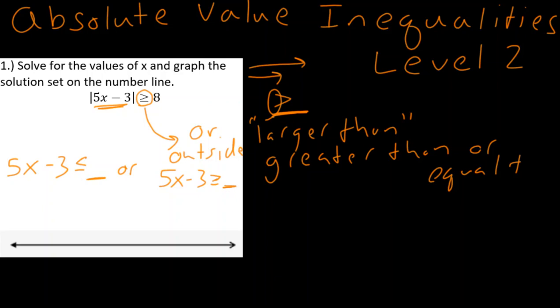Remember our rules for absolute value bars. When we take them away, we have to take our constant and make it a plus or minus 8, or a positive or negative 8. And it only makes sense when we view the number line to say, okay, we have to be less than our negative value and greater than our positive value. So let's go ahead and work out both of these off to the side.